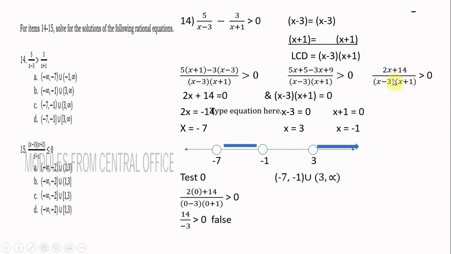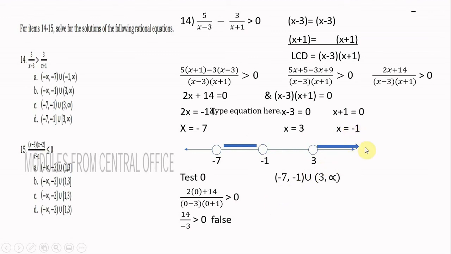Now this time, you are to equate the numerator to 0 and the denominator to 0. Here, the numerator, 2x plus 14 equal to 0. Transpose, that becomes negative 14. 2x equals negative 14. Now, divide by 2, so x equals negative 7. So this is one of the critical values of x. Now here, the denominator, quantity x minus 3 times quantity x plus 1 is equal to 0. So, equate each of these factors to 0. That's x minus 3 is equal to 0 and x plus 1 is equal to 0. So, that's x is equal to positive 3 and x is equal to negative 1. So, these three are critical values of x.